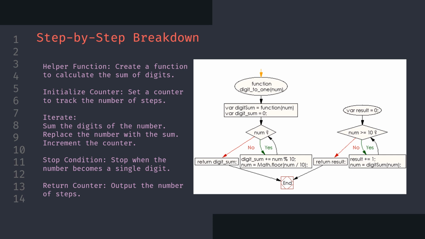Here's how it works. A helper function calculates the sum of digits. The main function tracks the steps needed to reduce the number. And finally, it replaces the number with the sum of its digits until a single digit value is reached. This structured approach ensures the result is both correct and efficient.